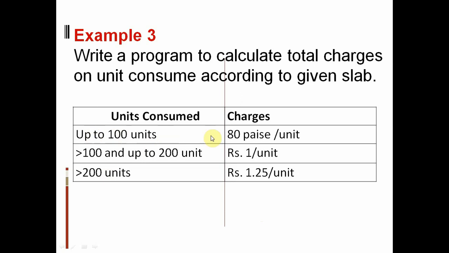In this question, this is the scenario. If a customer consumes up to 100 units, he has to pay 80 paisa per unit. But one more thing: if the units consumed by the customer are 100 to 200, in that case he will pay 1 rupee per unit, but only for those units which are over 100. Below 100 units will be charged at the same 80 paisa per unit. If a customer consumes more than 200 units, then he will pay 1 rupee 25 paisa per unit, but only for those units which are greater than 200 units. And the units which are less than 200 will be charged according to the earlier format.